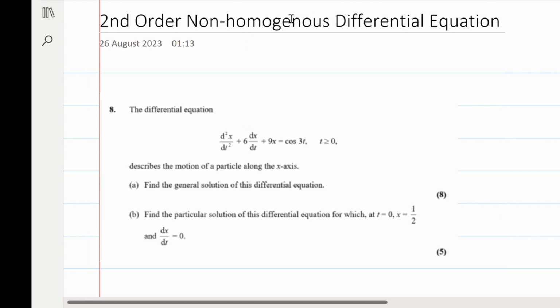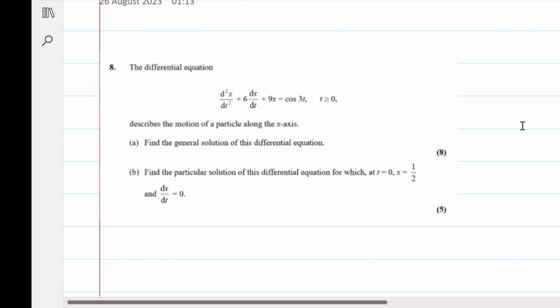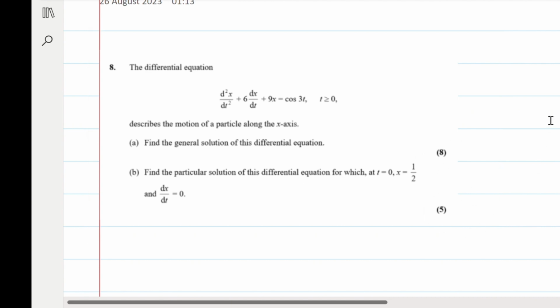The non-homogeneous tells us that the equation is not equal to 0, and in this question it's equal to cosine of 3t. And obviously differential equation means we're dealing with derivatives. We have x's, we have t's, we have dx by dt and d squared x by dt squared. Now you can see here we first have to find the general solution of this equation and then find the particular solution. And as you can see here, 8 marks for part A and 5 marks for part B.